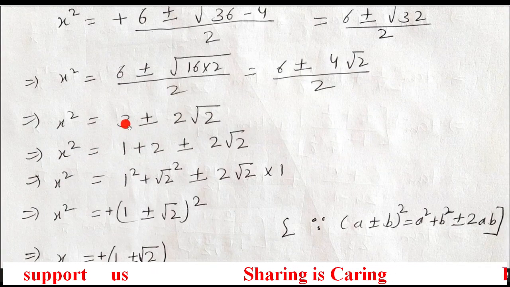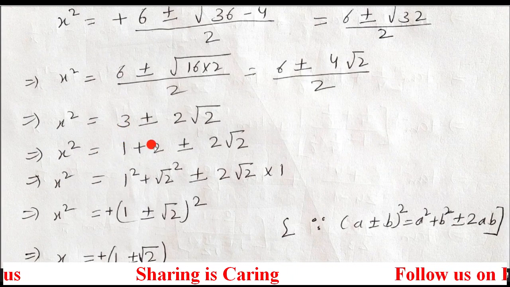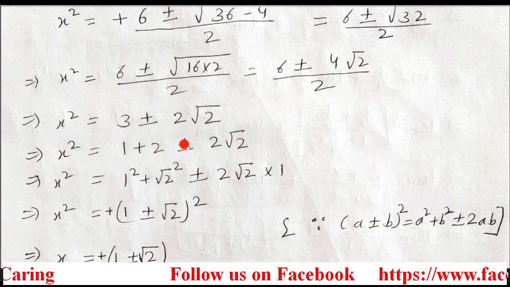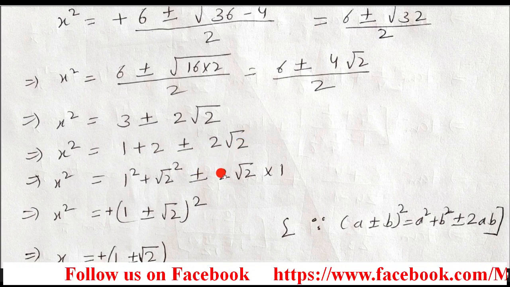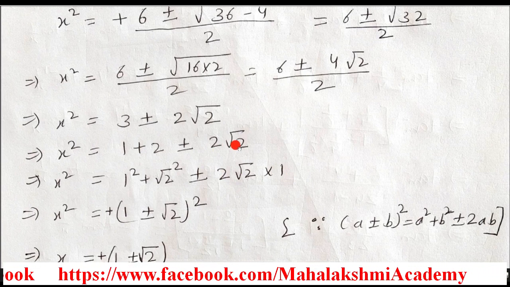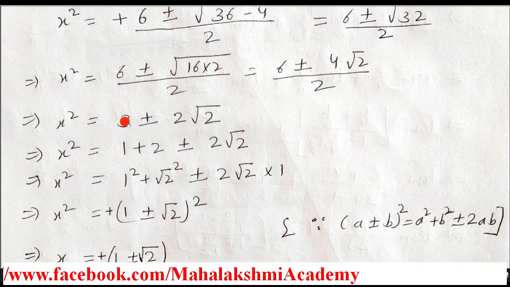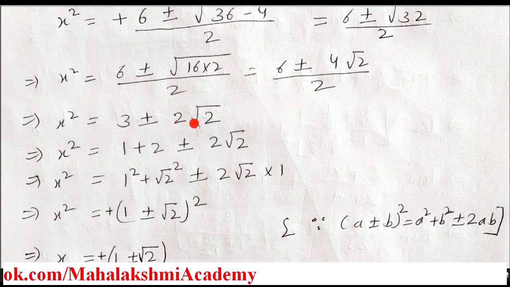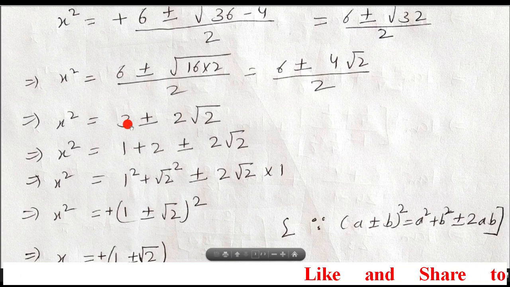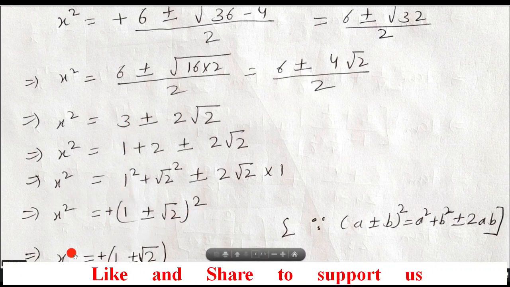What we have done is 3 we wrote here as 1 plus 2. Now this 1 we can write as 1 square, this 2 we can write as root 2 square, then plus minus, and this we can write as 2 into root 2 into 1, because it remains the same, 2 into root 2. So what we are trying to do is convert this 3 plus minus 2 root 2 in the form of a square plus b square plus minus 2ab, so that we can write it as a plus minus b whole square, so that square and square remove each other and we can get the answer of x only.